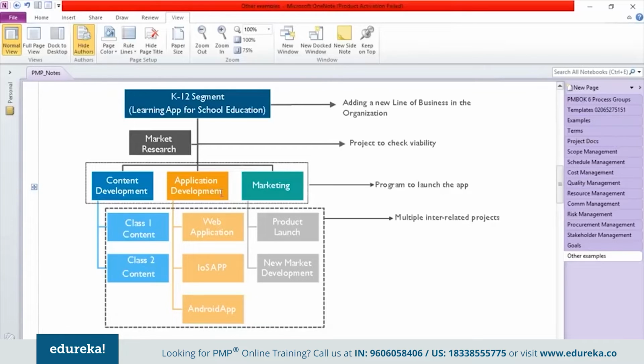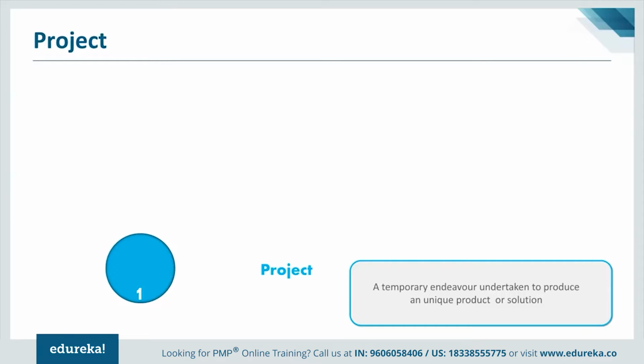Similarly, application development will be another program they will introduce, under which they can have projects like web application development, iOS application development, Android application development, etc. And because this is an education program, they also need content for their education application. So for that, they will introduce a separate program altogether, and they would have the content creation for class 1, class 2, etc. So this is how the projects will get rolled into programs, and the programs and projects again will get rolled up into a portfolio. So this will cover the definition of what is a project.